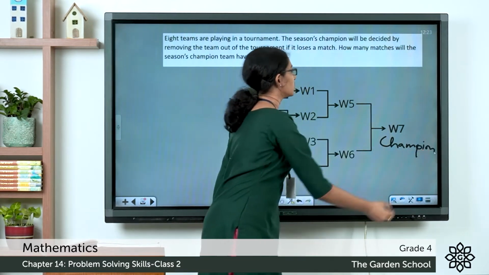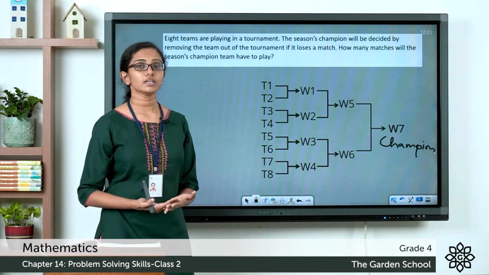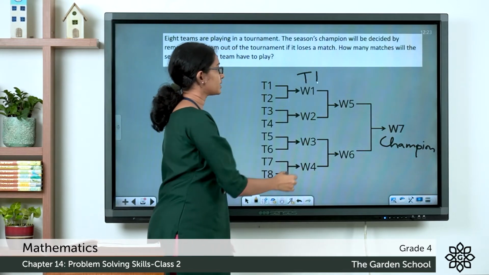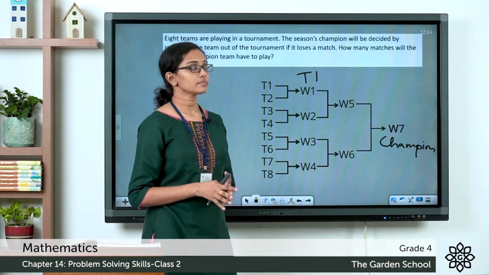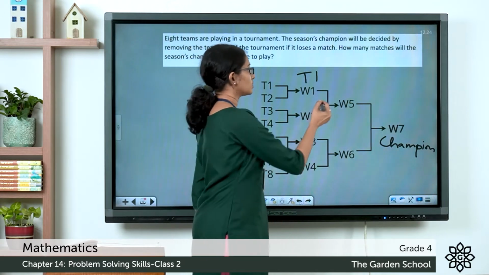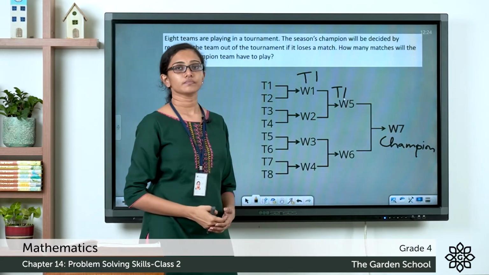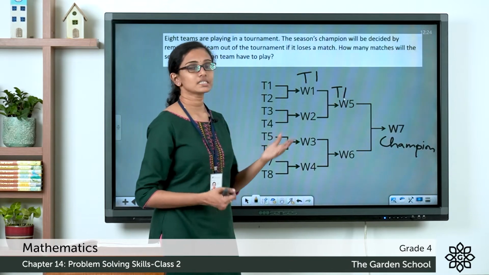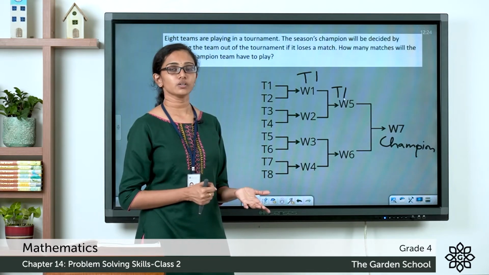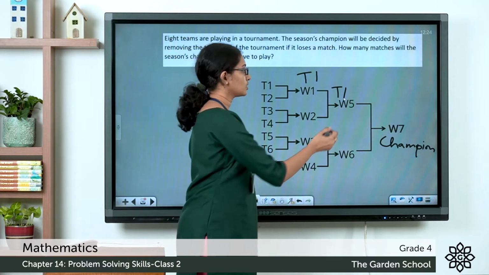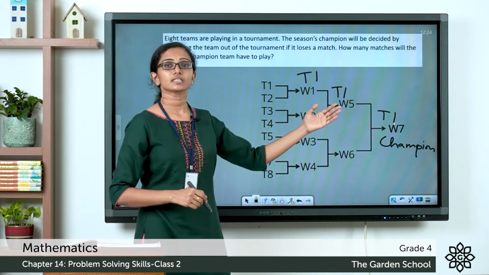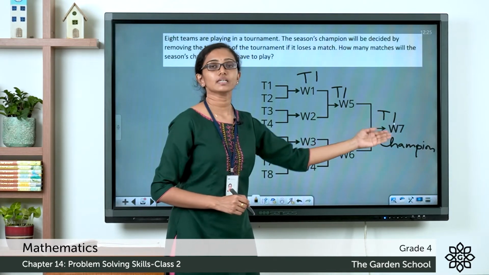Now see, imagine the winner of the match between T1 and T2 is team 1. So right now team 1 has played 1 match. Now imagine the winner of the match between W1 and W2 is team 1 itself. So again team 1 is the winner. Now the winner here, W5, is team 1. Now the next match is between team 1 and the winner number 6. So here also let team 1 be the winner. So how many matches did team 1 play? You see, team 1 played 3 matches to become the winner 7 or the champion team.